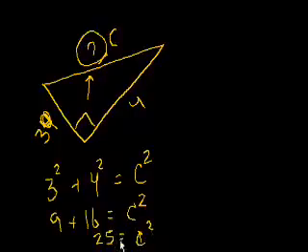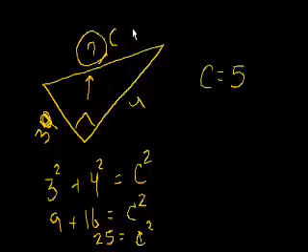And C could be plus or minus 5, but we know that you can't have a minus 5 length in geometry. So we know that C is equal to 5. So using the Pythagorean theorem, we just figured out that if one side is 3 and the other side is 4, we can use the Pythagorean theorem to figure out that the hypotenuse of this triangle has the length 5. Let's do another example.